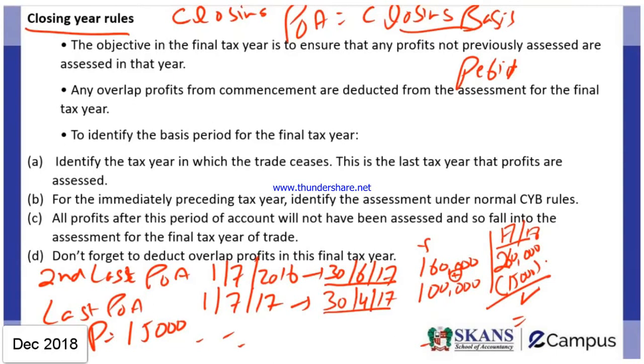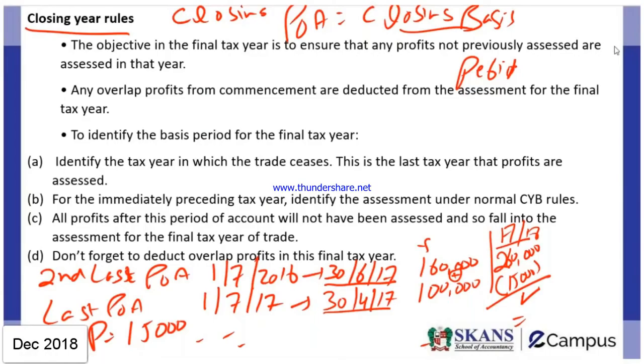You add up the profits of both periods of account because the dates are in the same tax year, less the overlap profit, and give the answer to the examiner that this is the final assessment on the trader in the last period of account. Okay, so maybe this type of trick is used by the examiner in the closing year. Otherwise, the closing year rules are very straightforward. Okay, now this is all about basis of assessment.